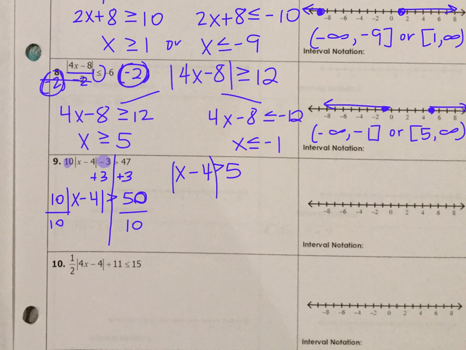Okay, now that I don't have anything outside the absolute value, I can break it into two problems. X minus 4 is greater than 5. X minus 4 is less than negative 5.